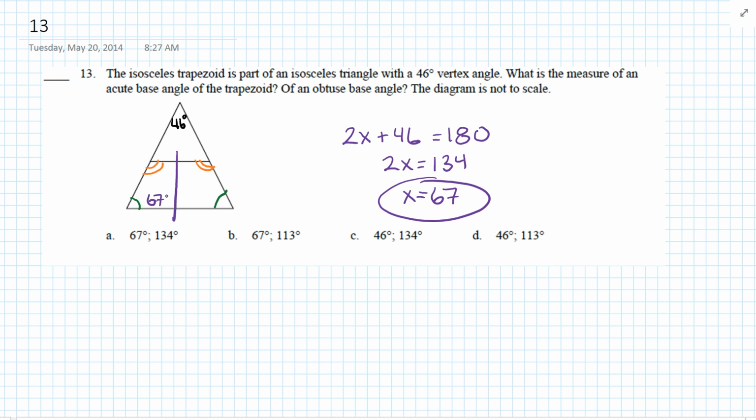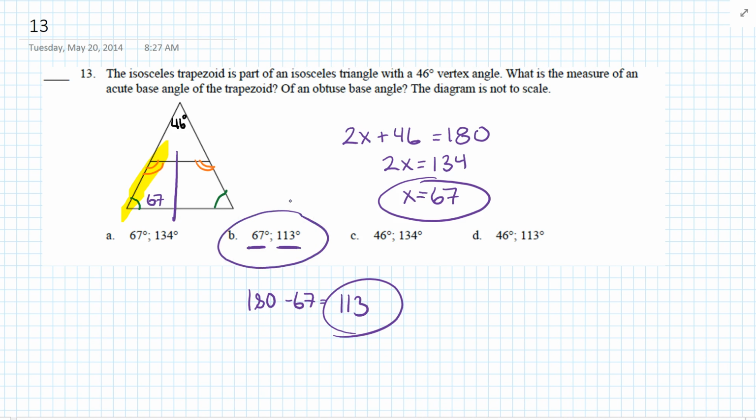Okay, remember what we said, these two angles must be supplementary. So 180 minus 67 is going to be my upper angle, which should be 113. So my small angle should be 67, my big angle should be 113. Answer is B.